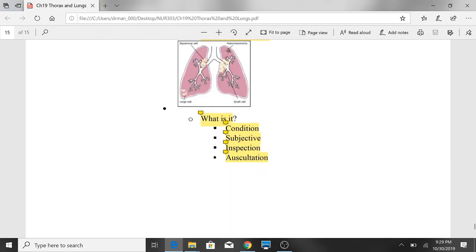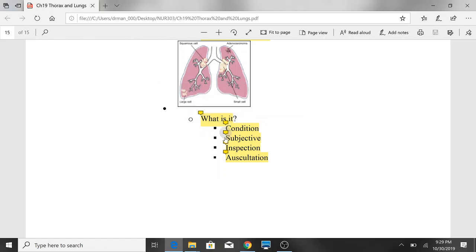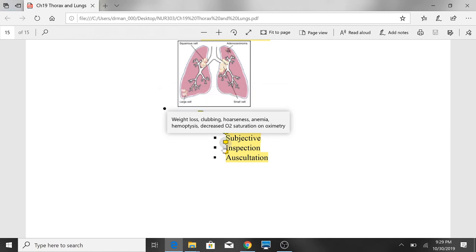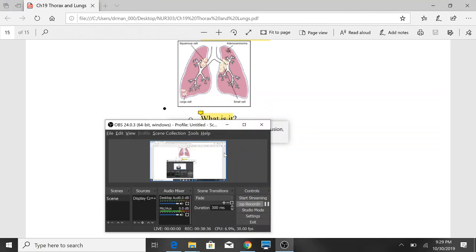Last one. Lung cancer. Condition: this is the most fatal of malignancies, claiming as many lives per year as breast, colorectal, and prostate cancers combined. Subjective: fatigue, nausea, vomiting. Inspection: weight loss, clubbing, hoarseness, anemia, auscultation, wheezing, atelectasis.